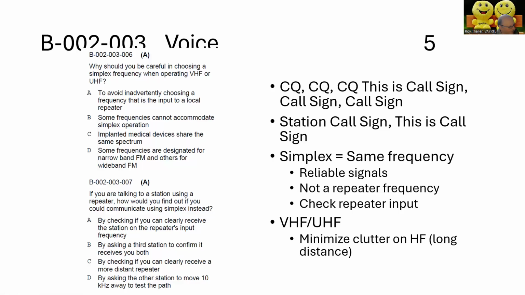If you are talking to a station using a repeater, how would you find out if you could communicate using simplex instead? What you can do is check if you clearly receive the stations on the repeater's input frequency. Some radios have a button where you can reverse the input and output on your radio. And if you can hear the other person clearly when you press the reverse button, then you don't need to use the repeater and you can go to the simplex frequency.